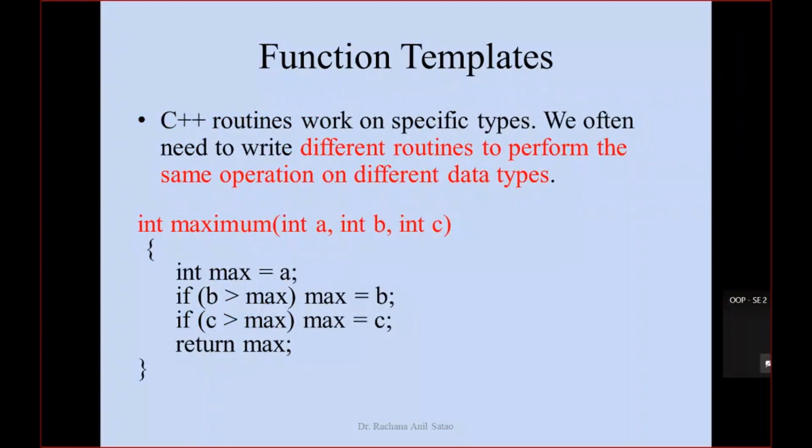Now let us see what is a function template. C++ routines work on specific types. We often need to write different routines to perform the same operation on different data types. For example, just see this slide here. I have written one function and this function is performing an operation on integer variables. The return type of the function is integer. Then the parameters which we are passing here are integer parameters. See this, this is a return type and these are the parameters which we are passing.